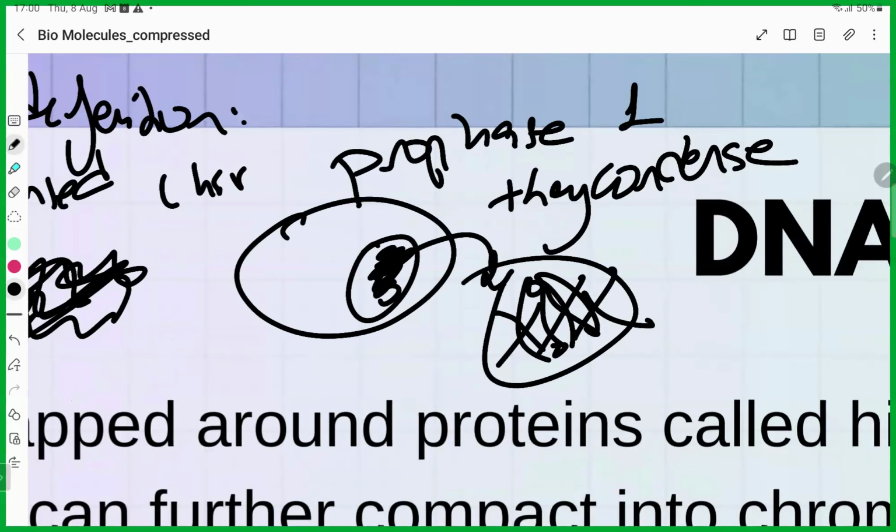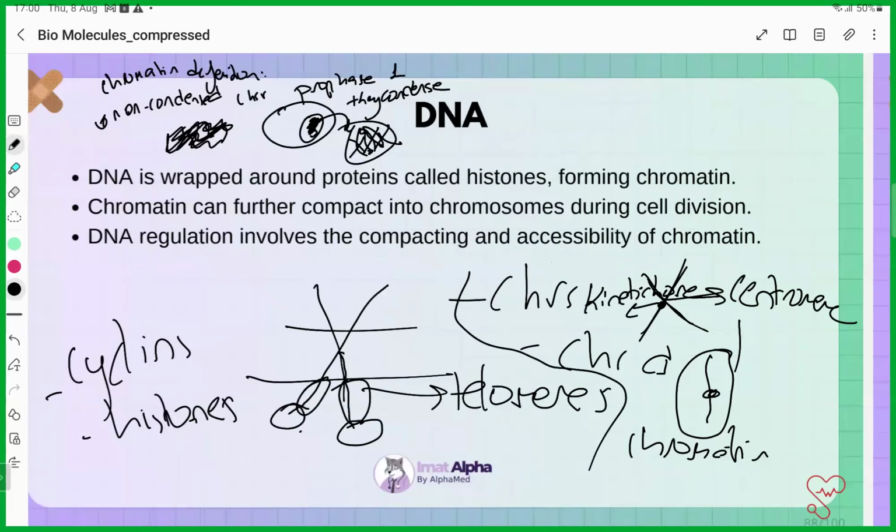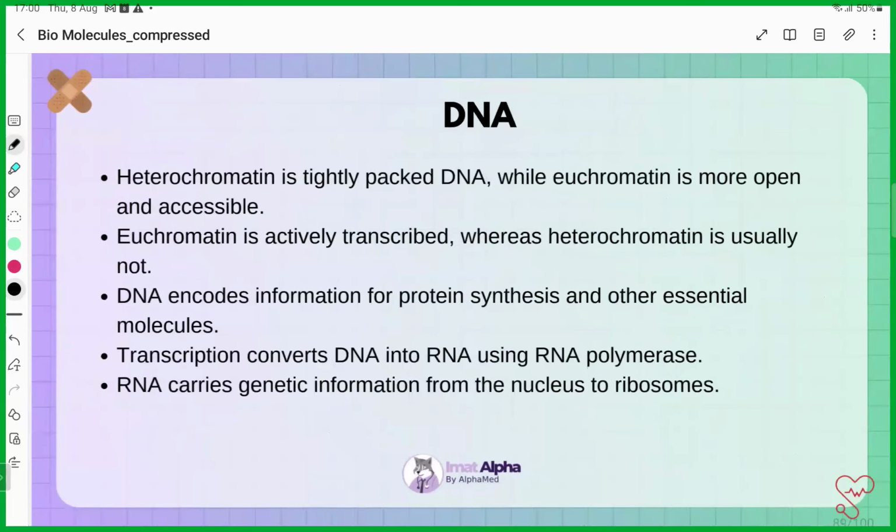DNA regulation involves the compacting and accessibility of chromatin. Heterochromatin is tightly packed DNA, while euchromatin is more open and accessible. So heterochromatin is not a chromosome, but still a chromatin, super packed, almost looking like a chromosome. It is like this. They are tightly packed. However, euchromatin is actively transcribed, whereas heterochromatin is usually not transcribed.